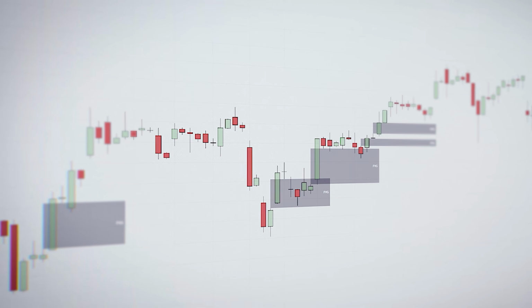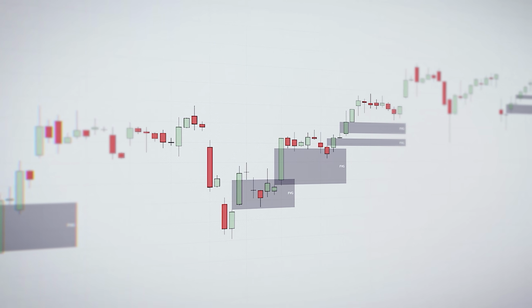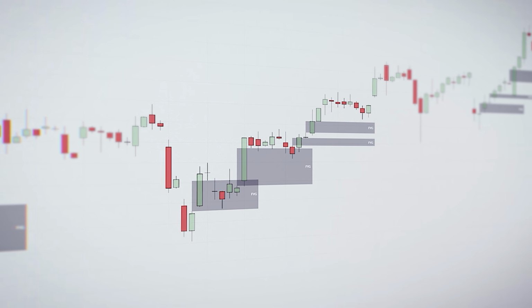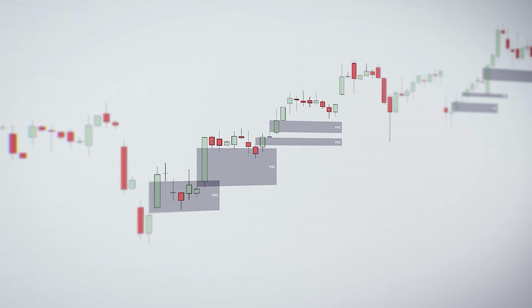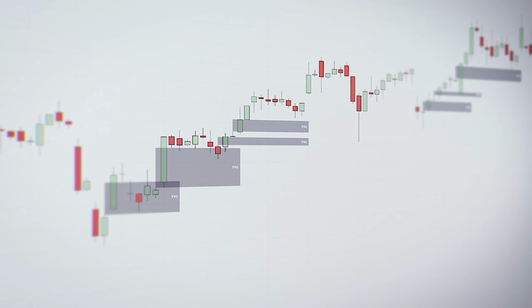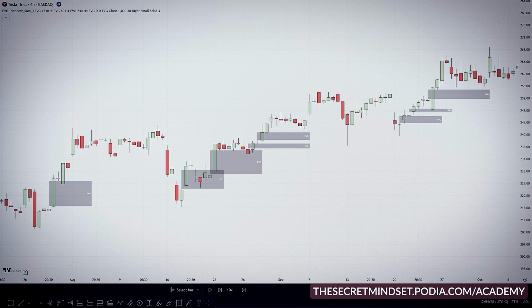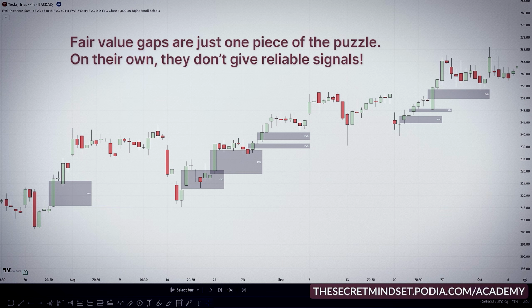Now, let's address the elephant in the room. There are hundreds of fair value gaps every day. If you trade every gap you see, you'll slowly burn your account. The reality is that fair value gaps are just one piece of the puzzle. On their own, they don't give reliable signals. They work with other market signs to give a full picture. We'll talk about this later.